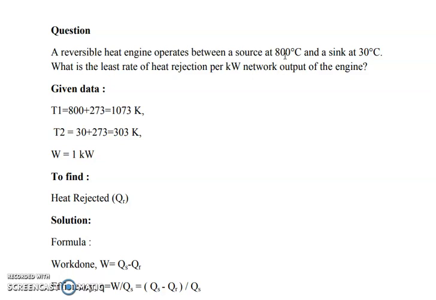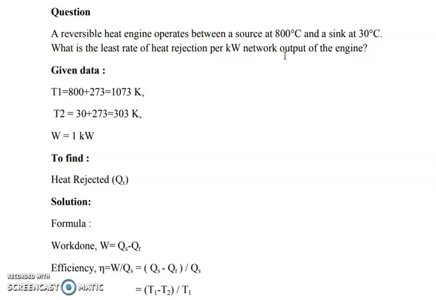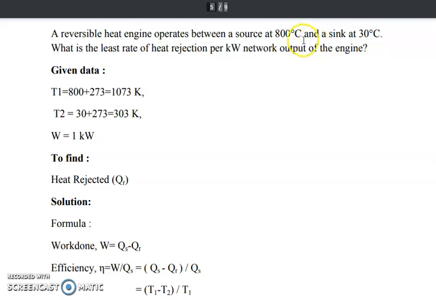Okay, we have to find out the least rate of heat rejection per kilowatt. Per kilowatt means 1 kilowatt network output of the engine. For producing 1 kilowatt output of the engine, what is the least rate of heat rejection for the given conditions? So first write down the given data.